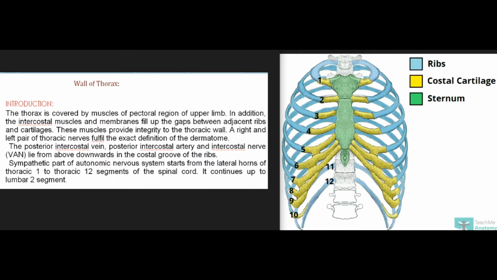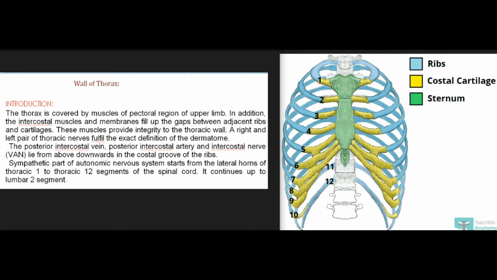Thorax. Introduction. The thorax is covered by muscles of the pectoral region of the upper limb. In addition, the intercostal muscles and membranes fill up the gaps between adjacent ribs and cartilages. These muscles provide integrity to the thoracic wall. A right and left pair of thoracic nerves fulfill the exact definition of the dermatome.